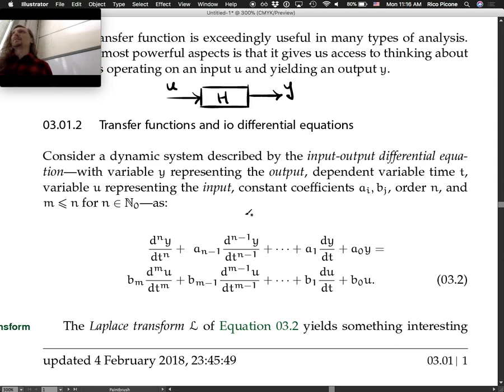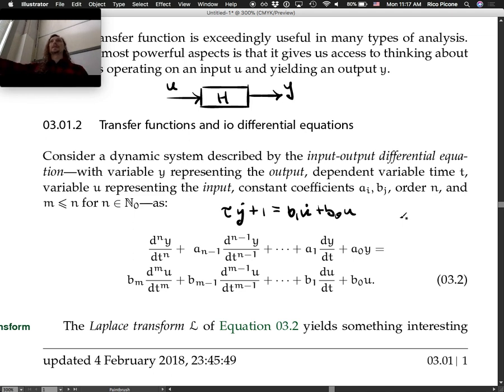So this is the object we've been seeing a lot of, and I know when it's all written out in this general form, it's a little scary looking, but in the first order case, it's just tau y dot plus y equals b1 u dot plus b0 u. That's for a first order. That's for n equals 1.